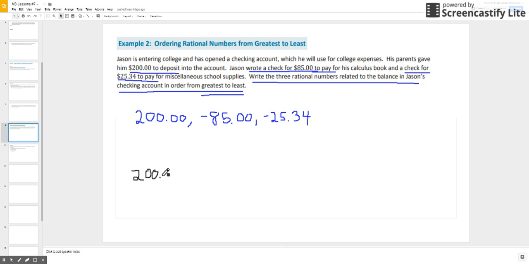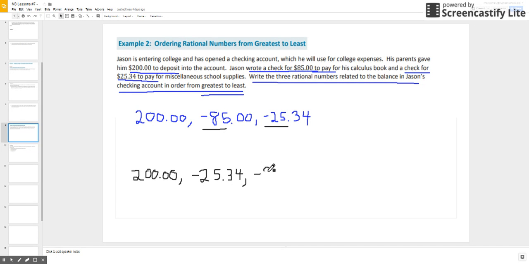Now we look at negative 85 and negative 25. Once again, I didn't even look at the decimal points, I just looked at the whole numbers. Negative 25 is the bigger number. You're losing less money, and if you're losing less money, that's a better thing than losing more money. I would prefer to lose $25 as opposed to losing 85. If you look at it that way, it may help you identify the number ordering.